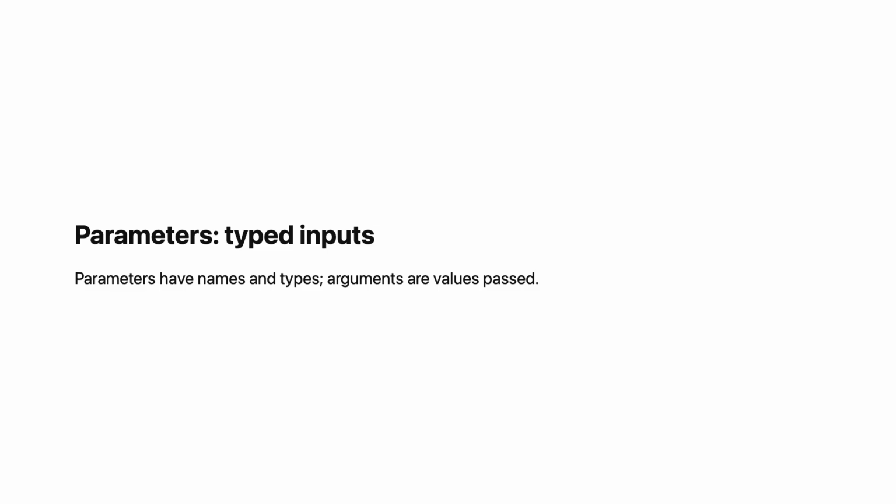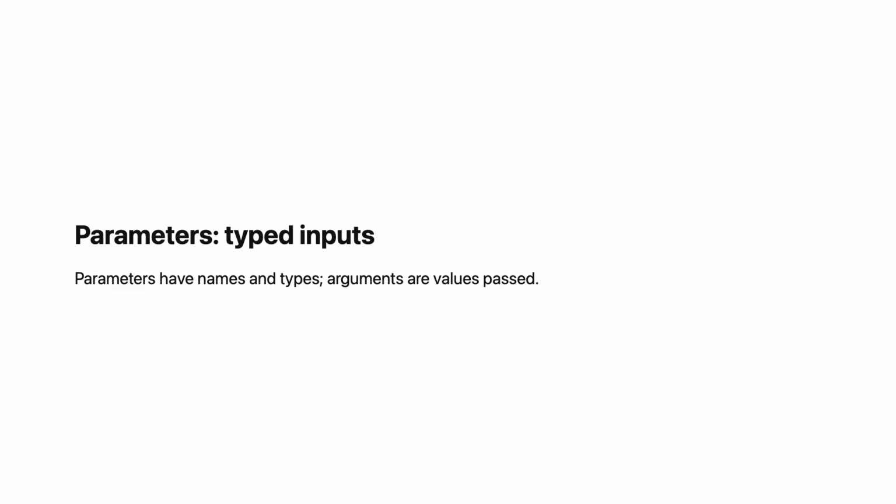When you call the function, you provide arguments. These are the actual values for the parameters. add(5, 3) passes 5 for a and 3 for b. Parameters are how functions become flexible. The same function works with different inputs.